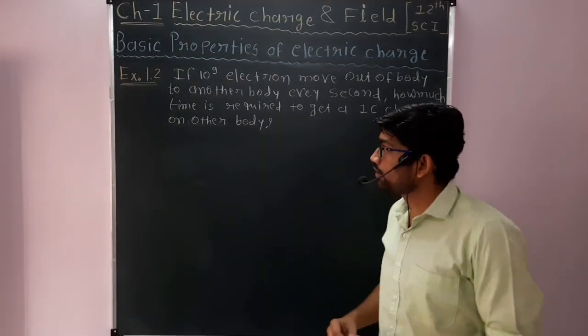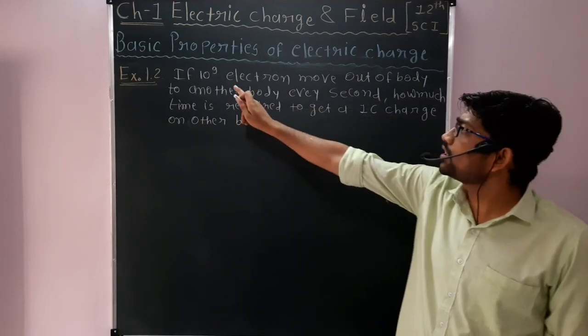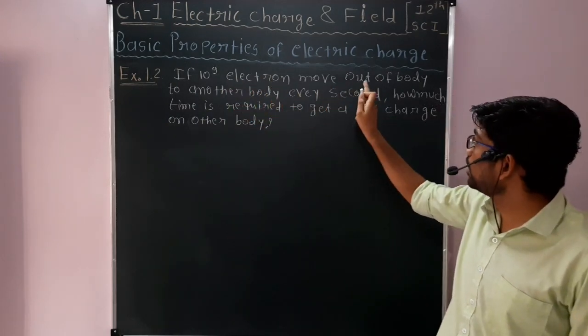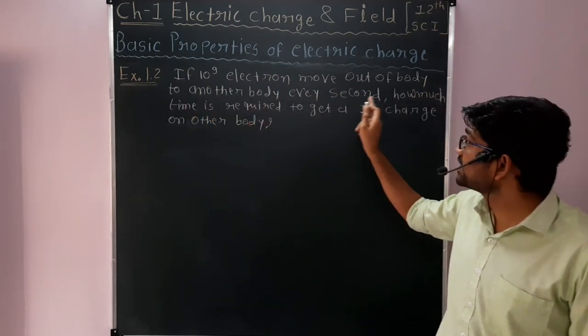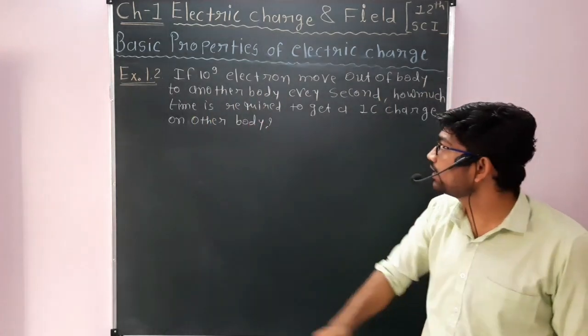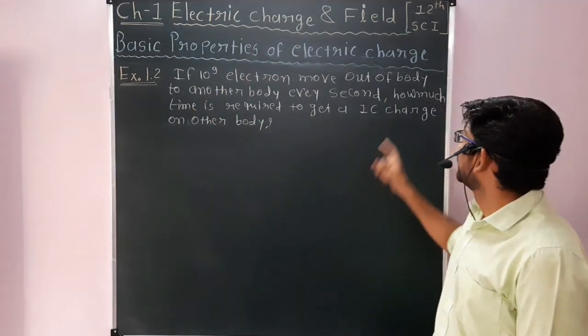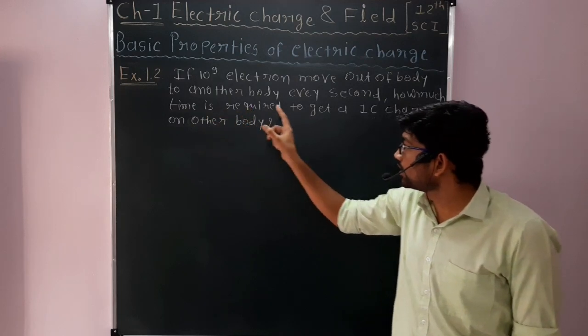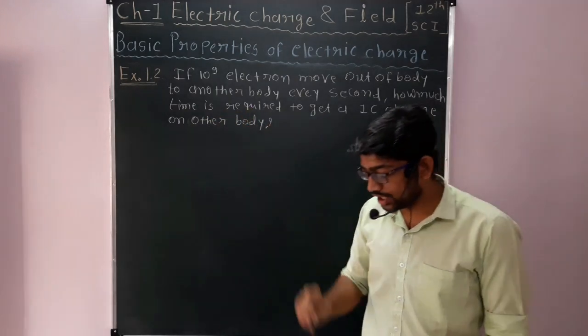Based on that, our second example from the NCERT textbook: if 10 raised to 9 electrons move out of one body to another body every second, meaning in 1 second 10 raised to 9 electrons are transferred to the second body, how much time is required to get 1 coulomb of charge on the other body?